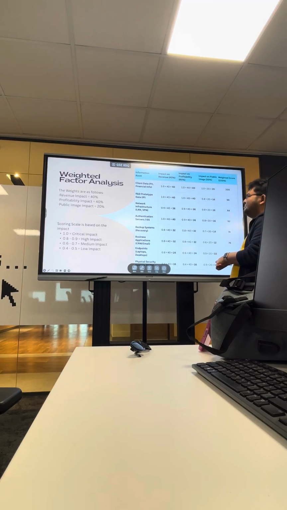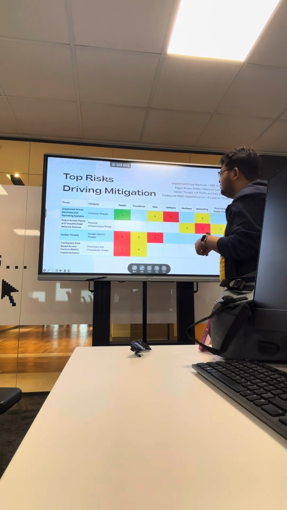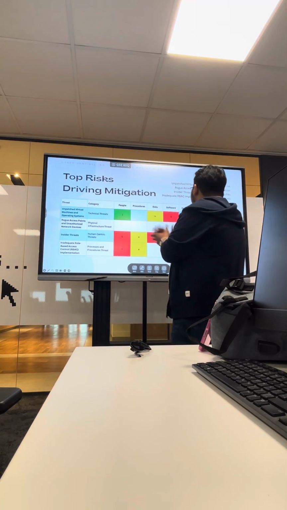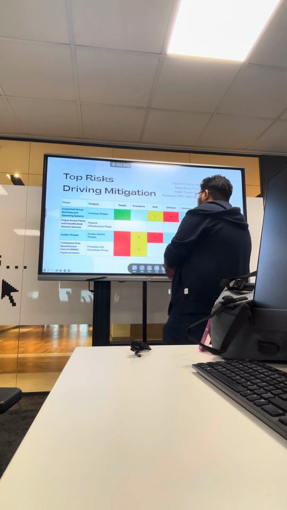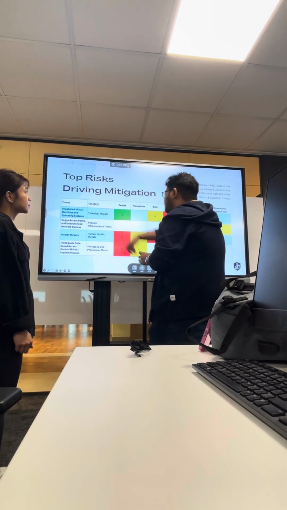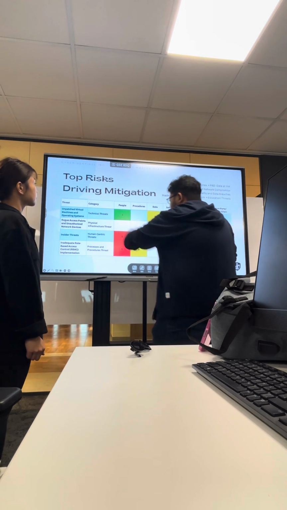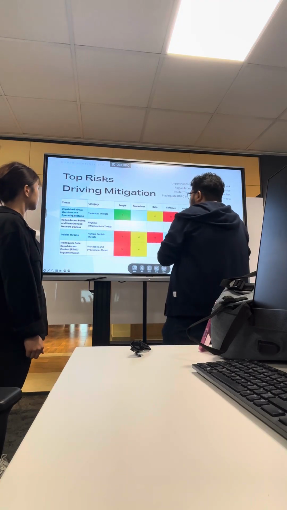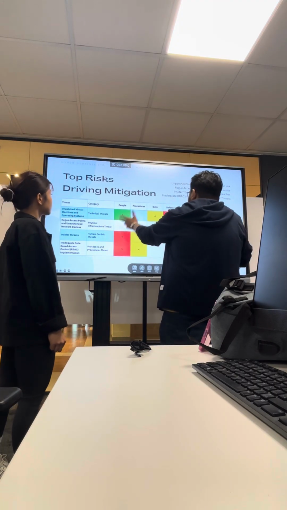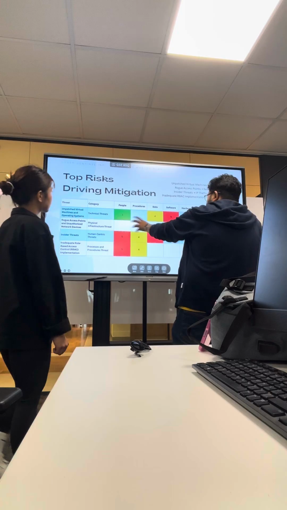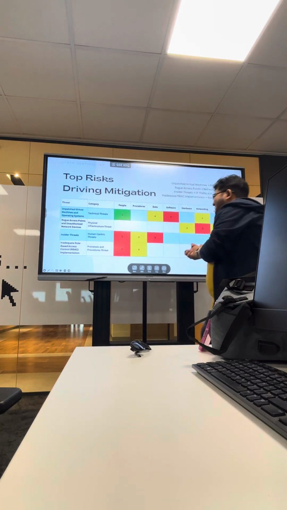Now here we got the top risk driving mitigation. So this is the TVA matrix, which is all the risks that are there. For instance, we got the threat and we got the people here. So this is the threat, unpatched VM. The rating is 3, and for the data is 4, and for the software is 5.